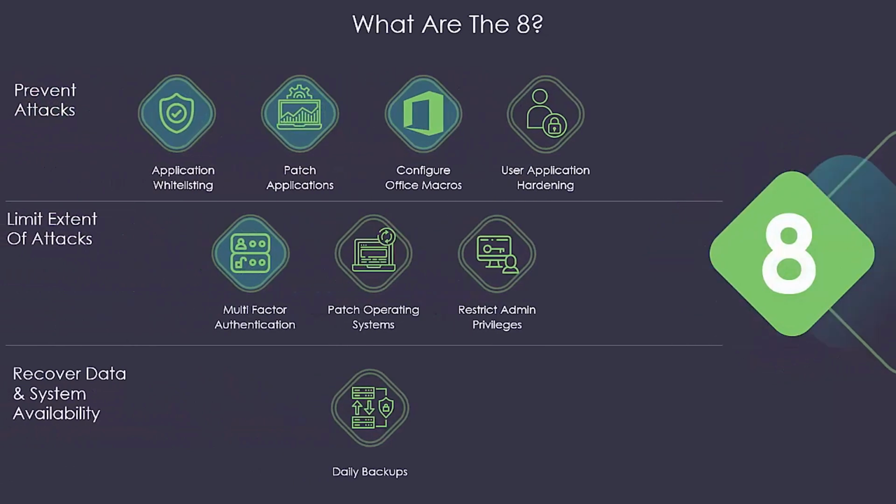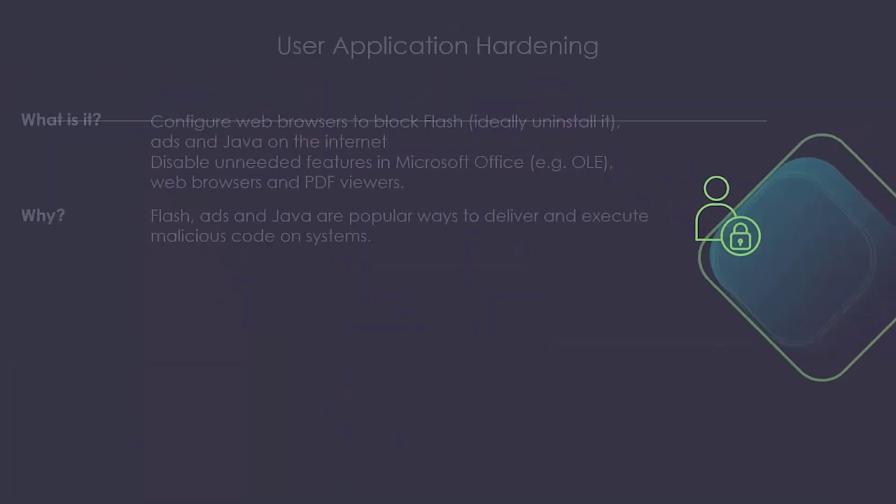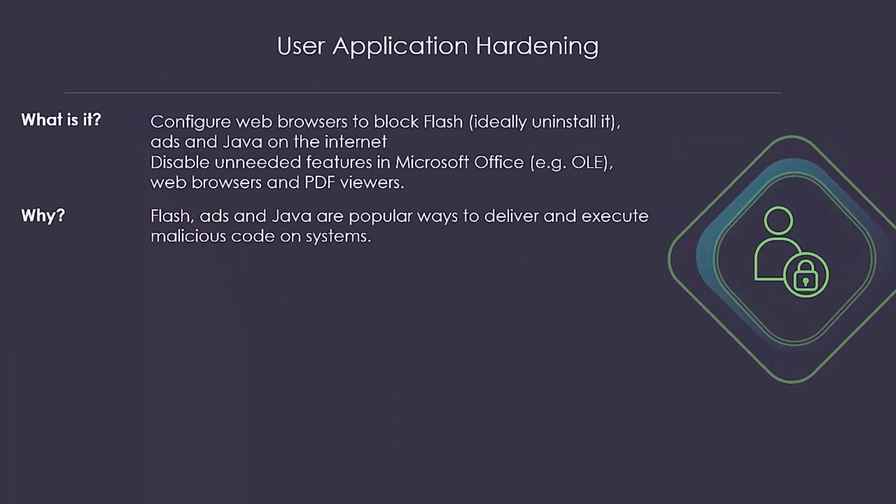Okay, so user application hardening can be another one which it's easy to get started with in most cases. User application hardening can mean a few different things, but with the Essential 8, they refer to blocking settings and content in your web browsers and Microsoft Office. And why is that important? Exactly as it says in the slide, Flash, ads, and Java are popular ways to deliver and execute malicious code on our systems.